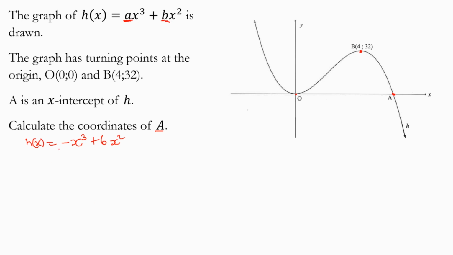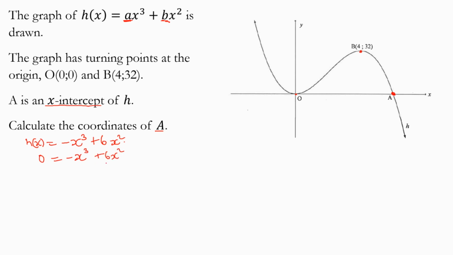Right, and then now, h of x is equal to -x cubed plus 6x squared. So we're finding the coordinates of A. Ask yourself, what is A? Right, A is the x-intercept. And then at the x-intercept, y is equal to 0. So we're saying 0 is equal to -x cubed plus 6x squared. And then we solve for x.